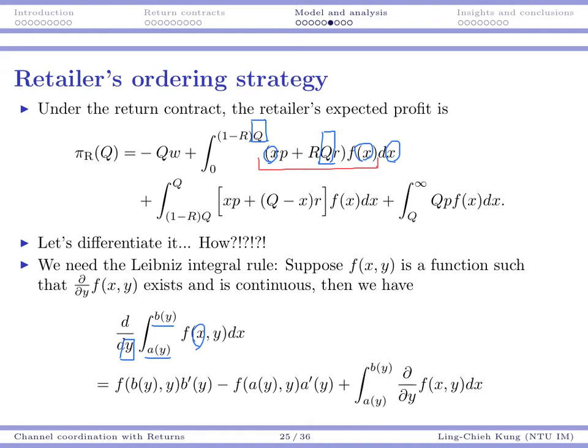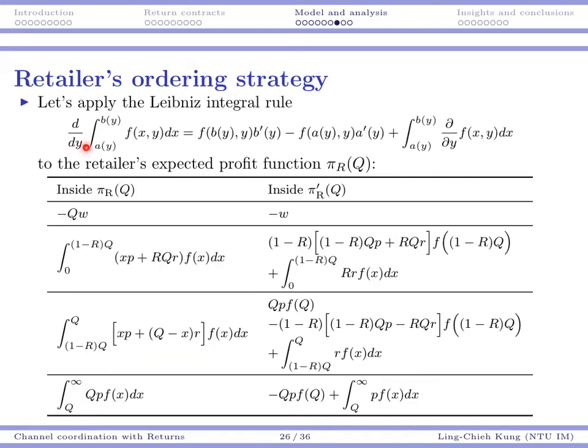Let's try to do this. So the rule is here. We know that the retailer's expected profit has four terms: 1, 2, 3, 4. For the first term, differentiating this term with respect to q is easy. We just get this one.